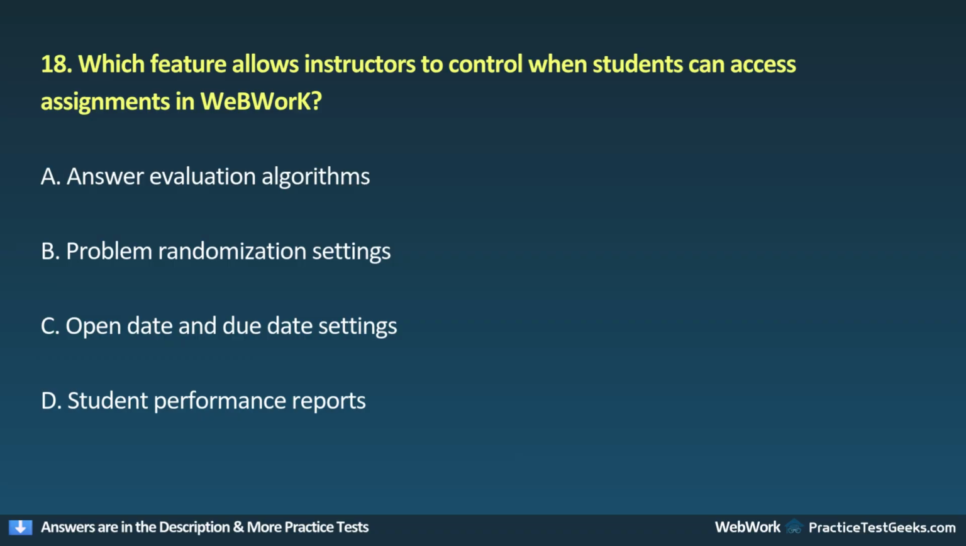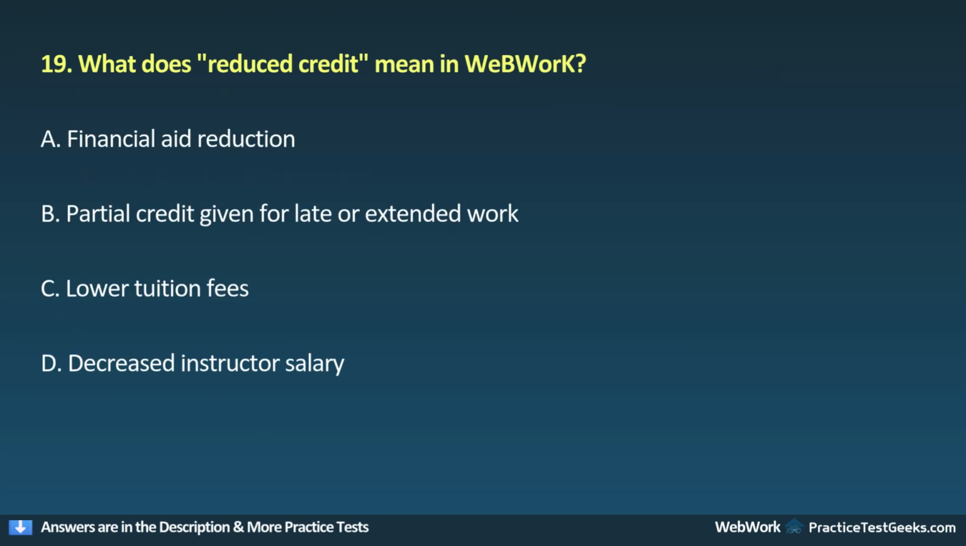A. Answer evaluation algorithms. B. Problem randomization settings. C. Open date and due date settings. D. Student performance reports. 19. What does reduced credit mean in WeBWorK?